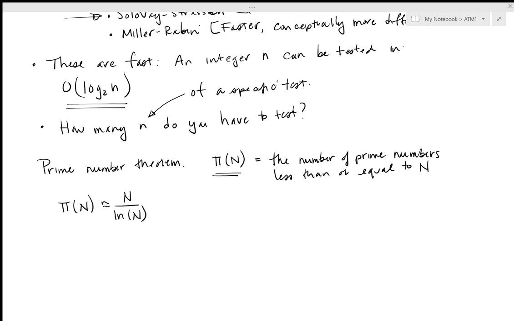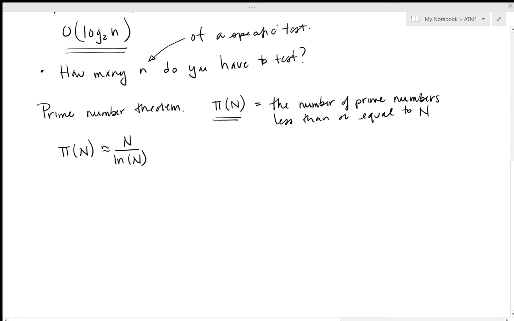Okay, so the number of primes less than or equal to n is n over log n, and it's approximate, and it gets better and better as n gets larger. So it's in fact asymptotically equal, which means as the limit as n goes to infinity, this becomes accurate. Okay, so we have this prime number theorem.